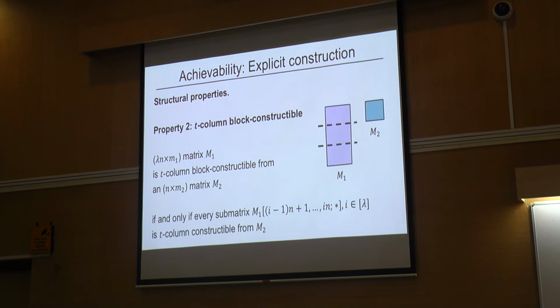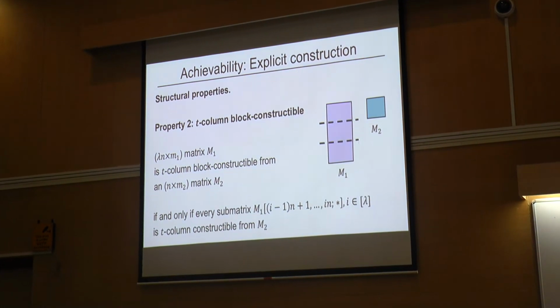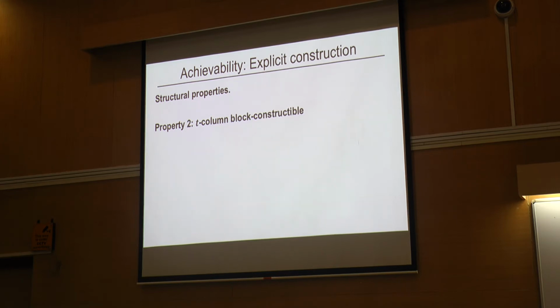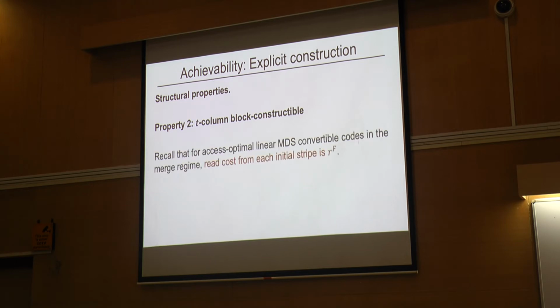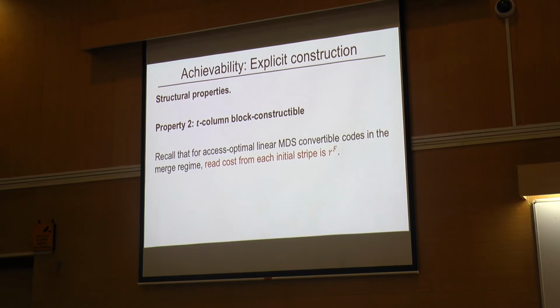So basically, using columns of M2, we can span each of those subblocks. Okay, so now what is the connection between code conversion and T-column block constructibility? Recall that for access optimal convertible codes in the regime that we are looking at, we want to read RF symbols from each of these initial code words, right? Because read cost was lambda RF. That is, if we read RF from each of the initial code words, and if we can do conversion, then we will be optimal, right?